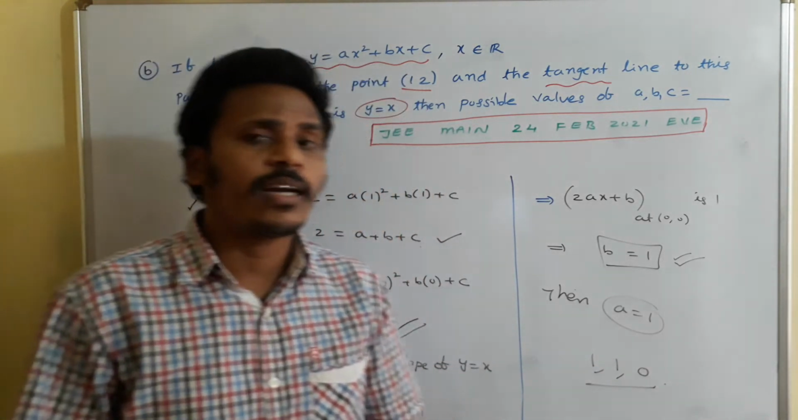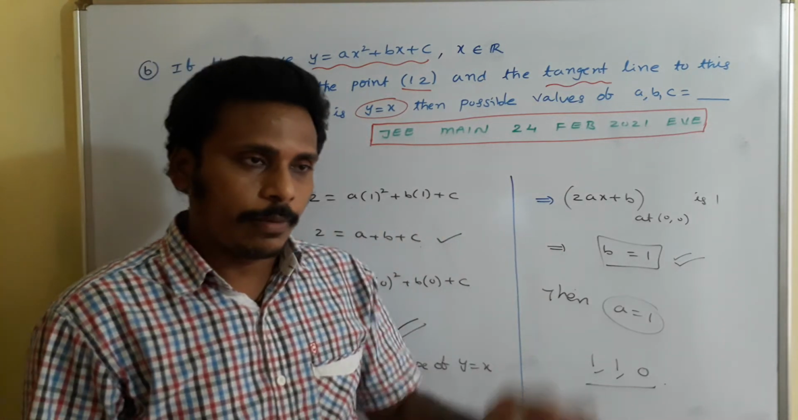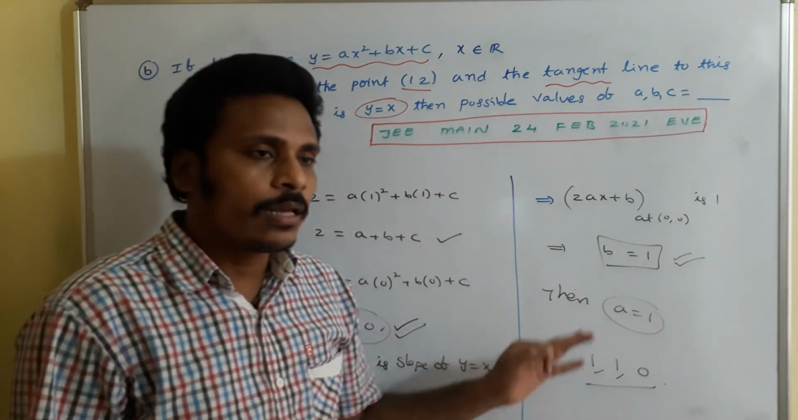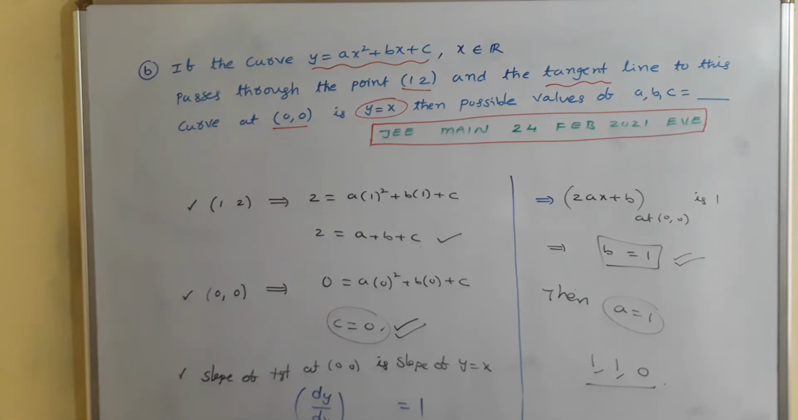Again, this question is a single correct answer type question in JEE Mains 24th February paper, evening session. Your correct option is 1, 1, 0. Just have a look, this is somewhat an easy problem when compared with the previous one.